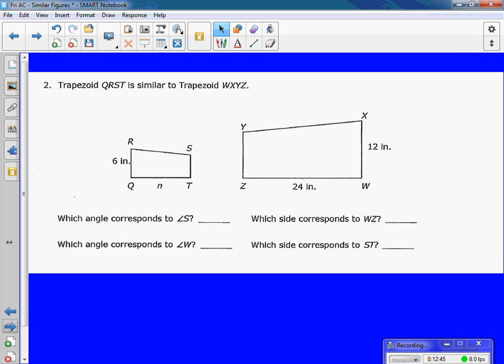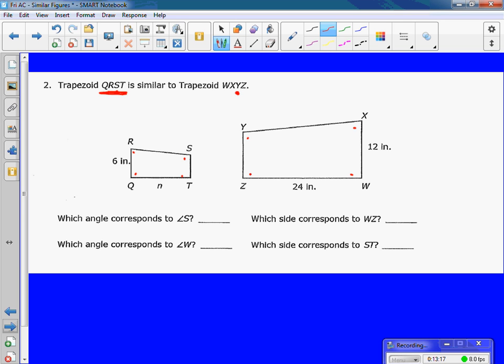Our second example has 2 similar figures. They're trapezoids this time. And we're looking for some corresponding pieces again. The first one says, what corresponds to angle S? Well, if I look up here, angle S is in the 3rd position, so it should be angle Y. And that should kind of make sense because this trapezoid has actually been flipped over. So S matches up with Y, R matches up with X, T with Z, Q with W.